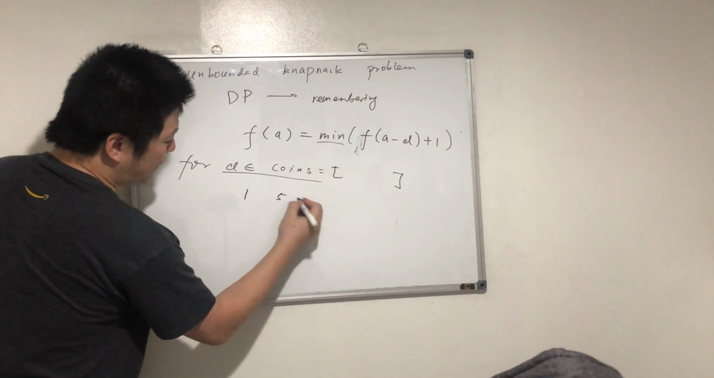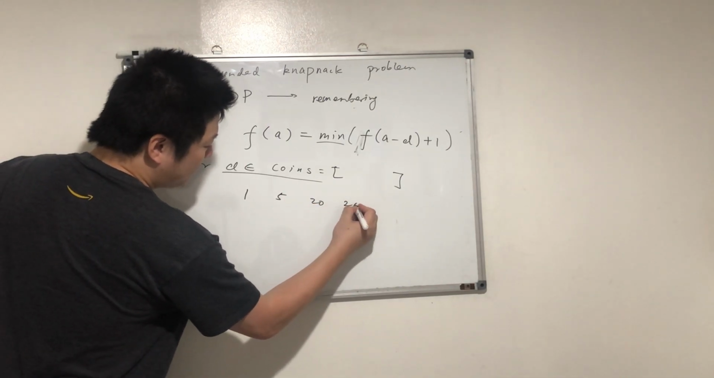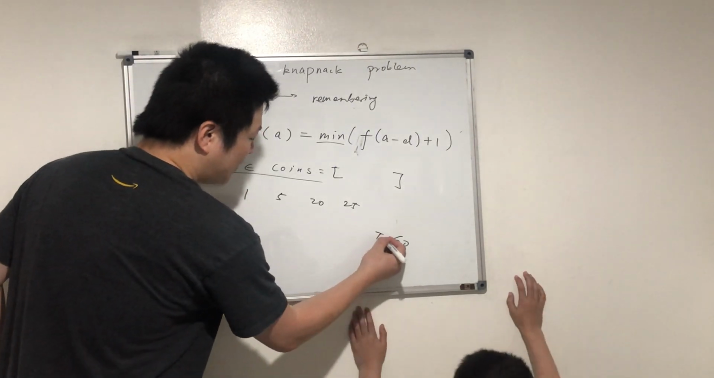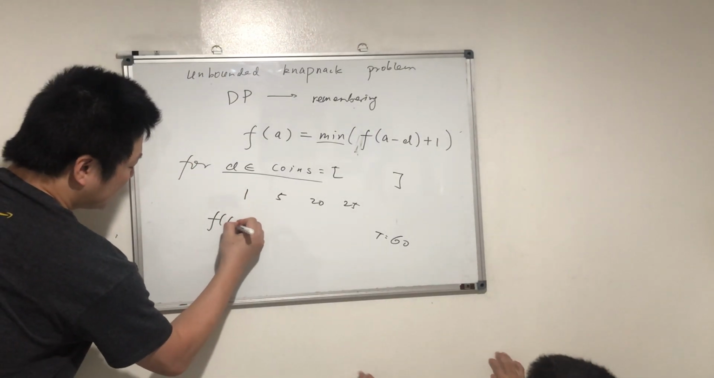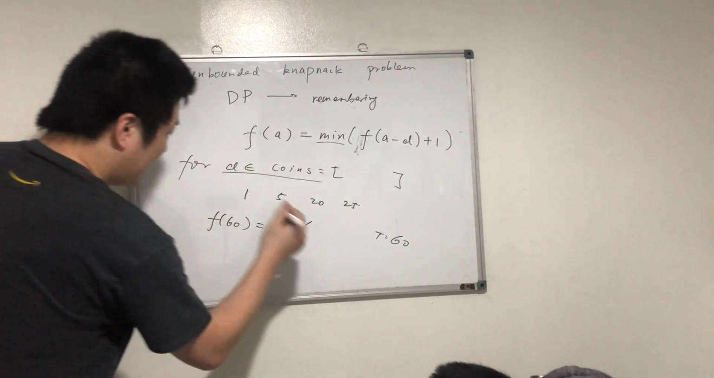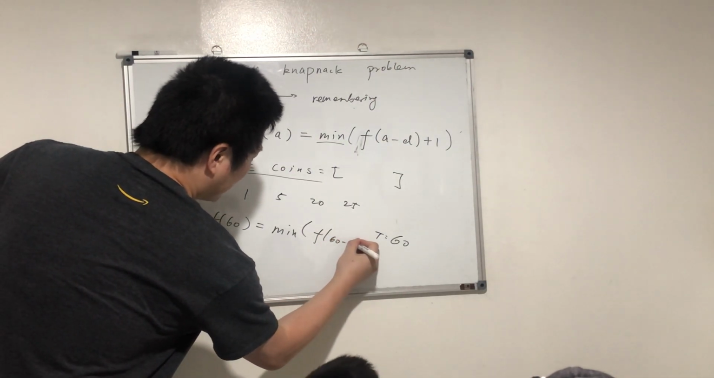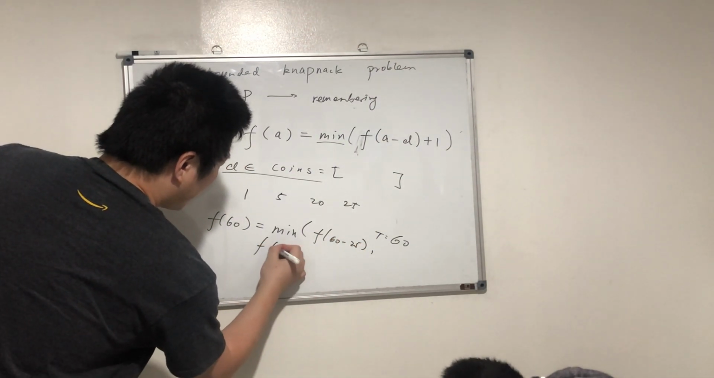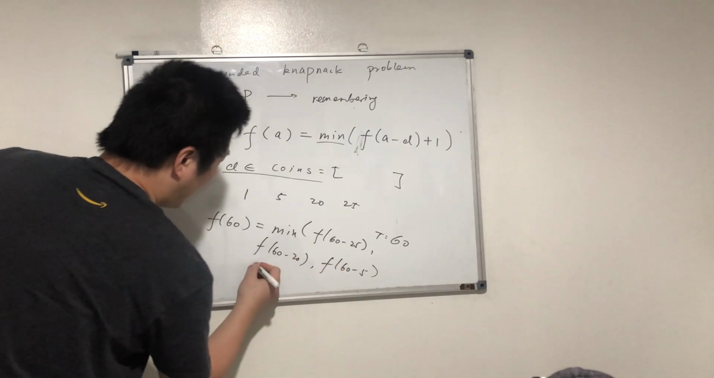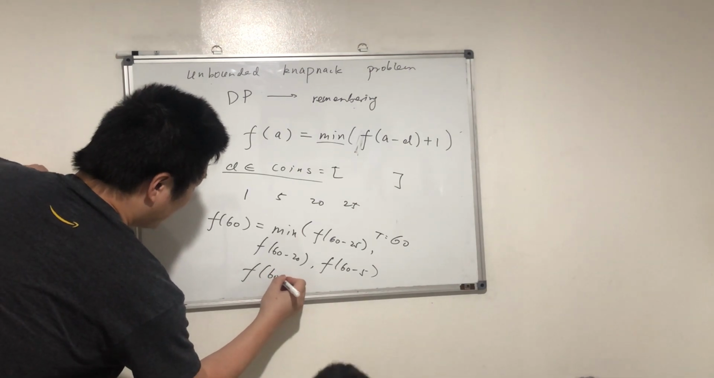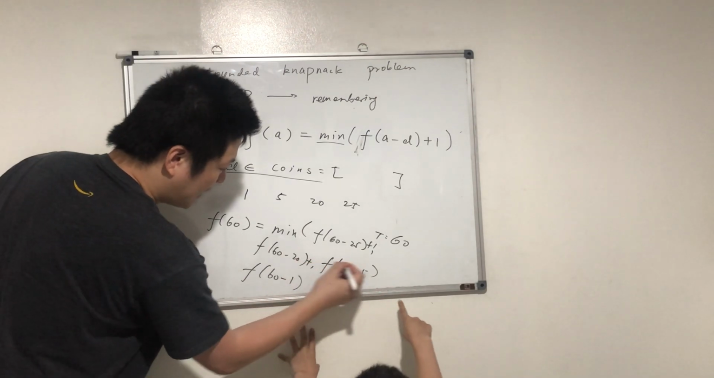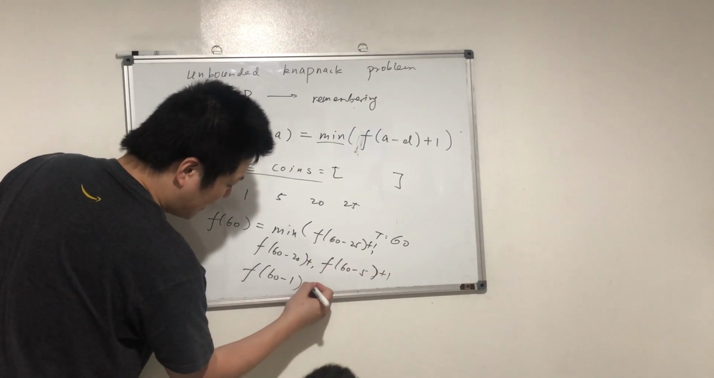What's that? Coins 1, 5, 20, 25. And we want to come up with 60, right? What does F60 equal? F60 equals the min of F60 minus 25, F60 minus 20, F60 minus 5, and F60 minus 1, and all of these plus 1, yeah? Because it wasn't the 5 last time. I'm just making up the coins, okay?